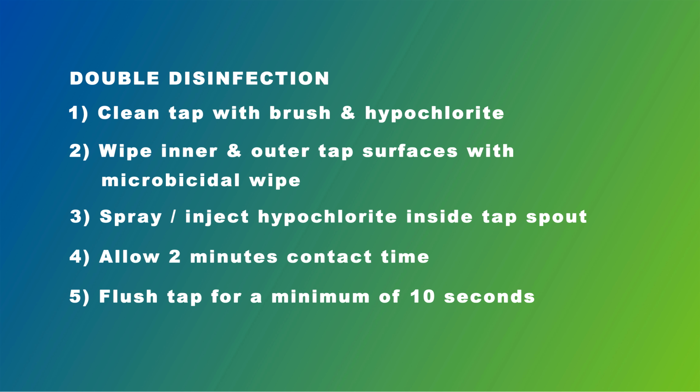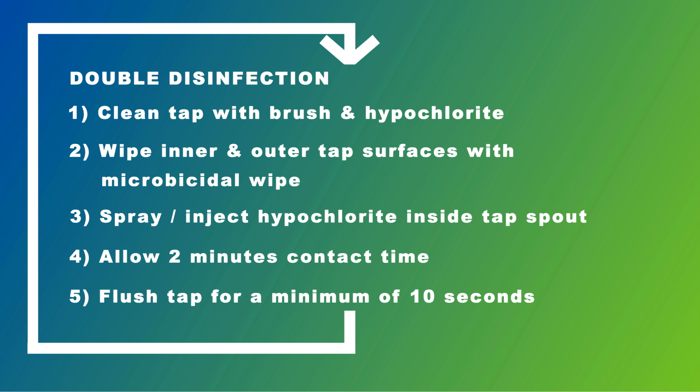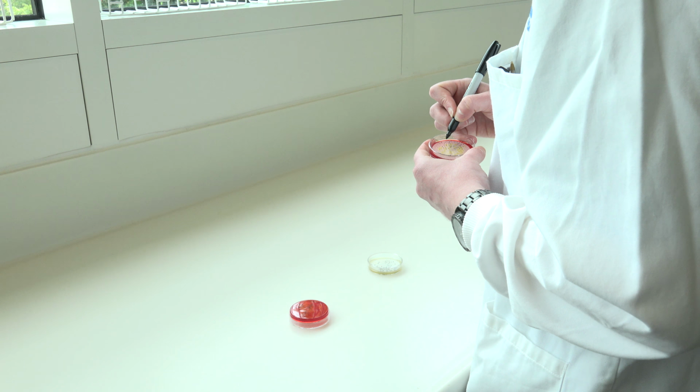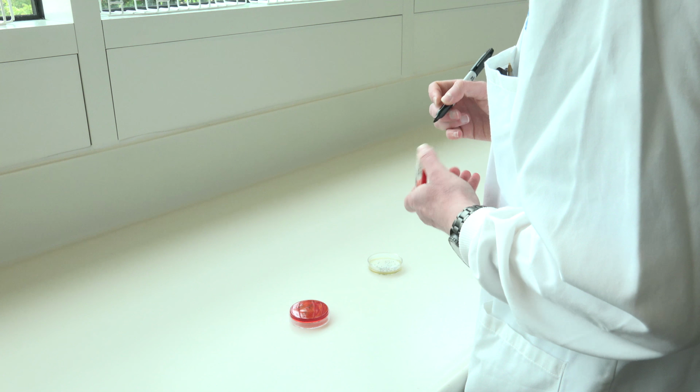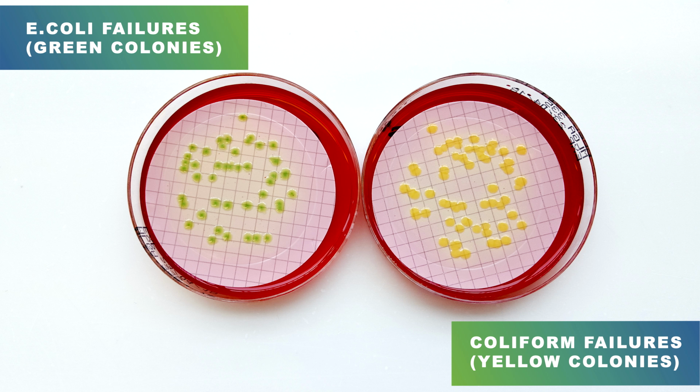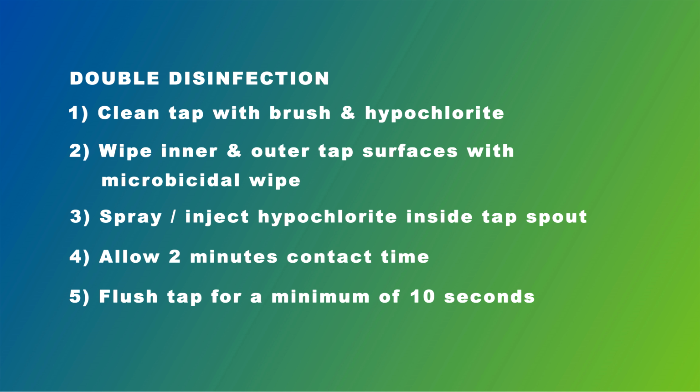Ideally, taps should be disinfected using the double disinfection technique. This consists of 5 discrete steps that are run through twice in succession to achieve double disinfection. This technique has been found to reduce the risk of positive microbiological results due to inadequately disinfected taps. We'll now describe each individual step of the double disinfection process for you.